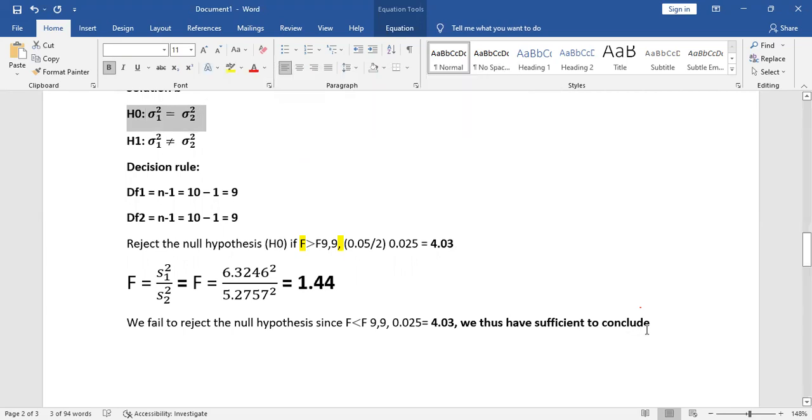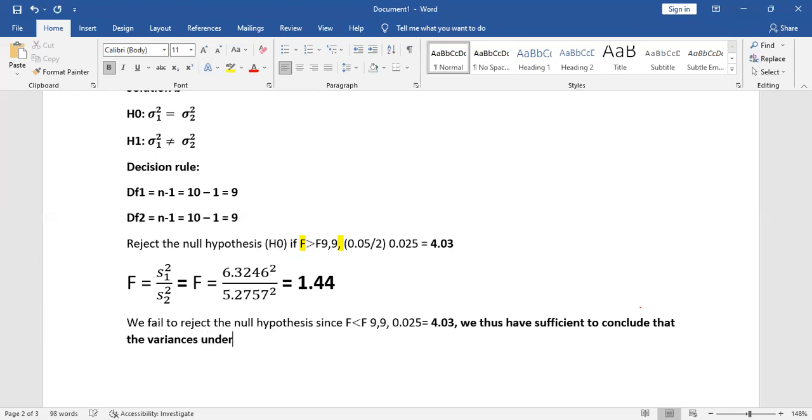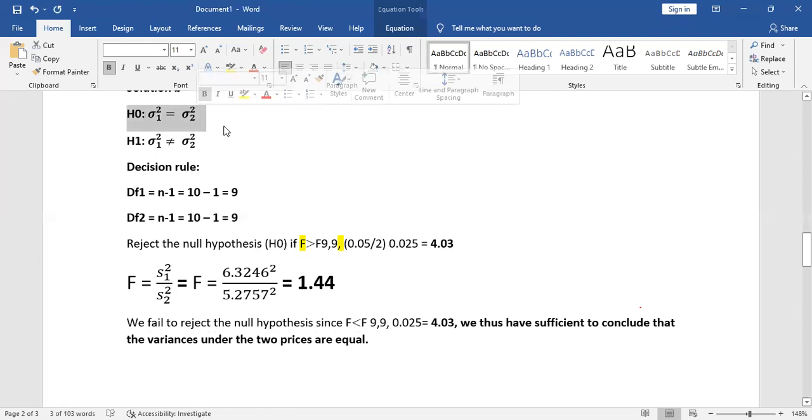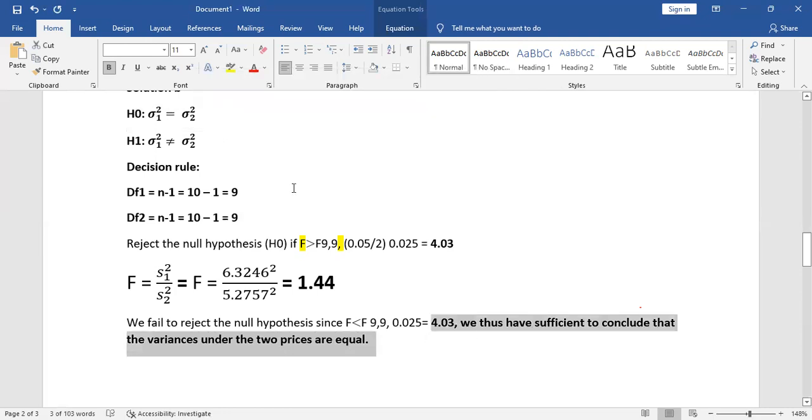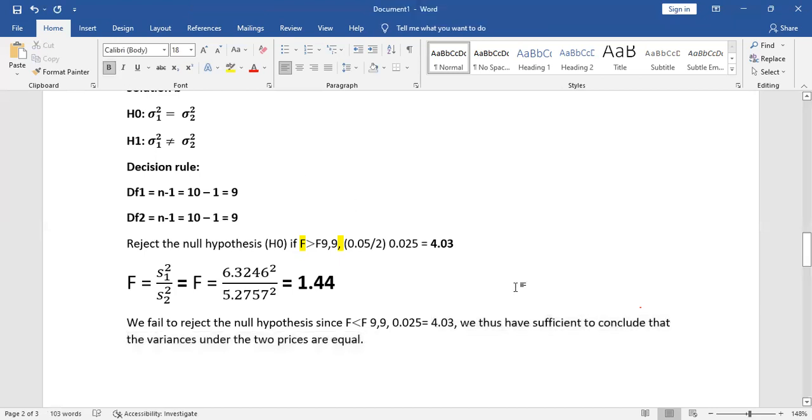We thus have sufficient evidence to conclude that the variances under the two prices are equal, because that's what the statement is saying. We fail to reject the null hypothesis. So the null hypothesis is saying variance 1 should equal variance 2. That's how we test for equal variances.